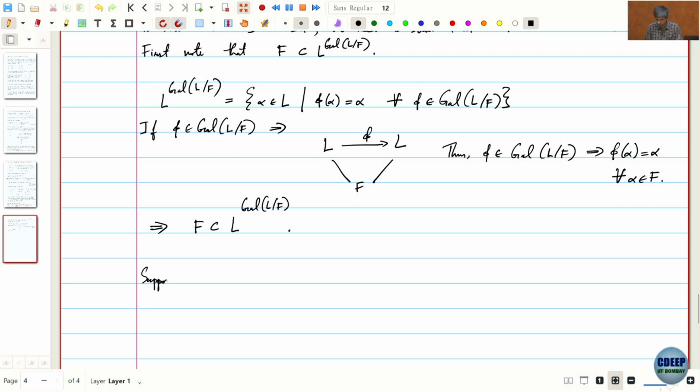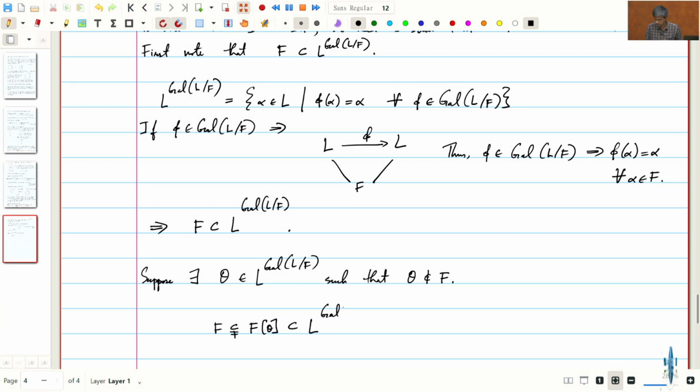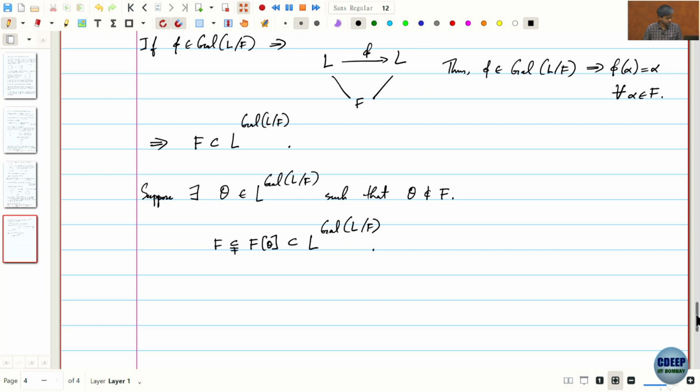Suppose there exists theta in this field such that theta does not belong to F. So in other words, F is properly contained in F theta, contained in L Galois L over F. Let me just say that all these are contained in L and all these contain E. Now let P of x be the irreducible polynomial of theta over F.